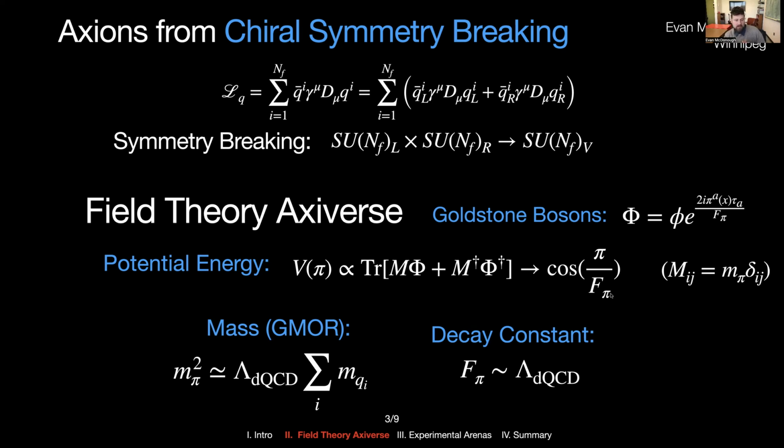The Gell-Mann-Oakes-Renner relation tells you that the mass of a pion scales with the QCD scale and the sum of the quark masses contained within that pion. And the decay constant is anchored to the dark QCD scale.